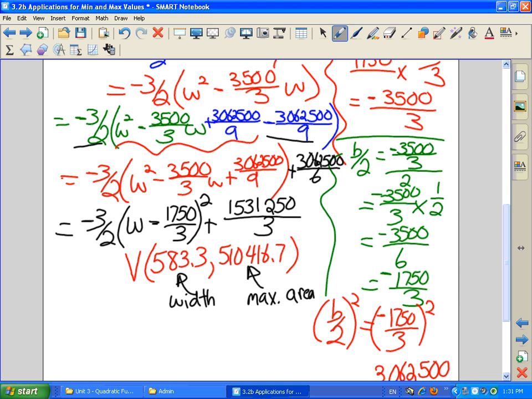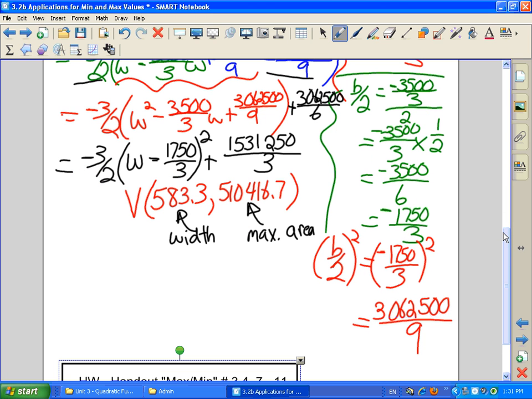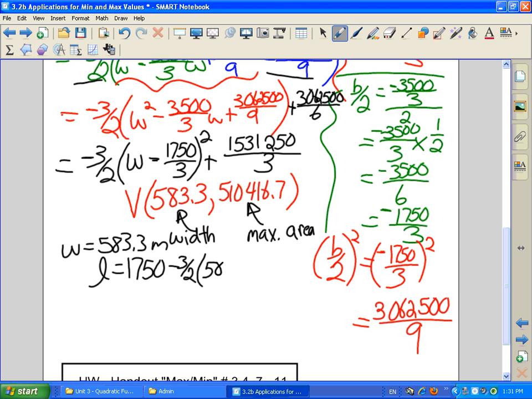All right. So it says, what dimensions will maximize the area? It didn't ask for maximum area. So what do we already know? We already know that width equals 583.3 meters. But to find the length, remember, length equals 1750, my fault. If we go back up to that first statement we did, where we subbed it into our diagram, sub in 583.30 there, and you're going to get the length equaling 875.05 meters.